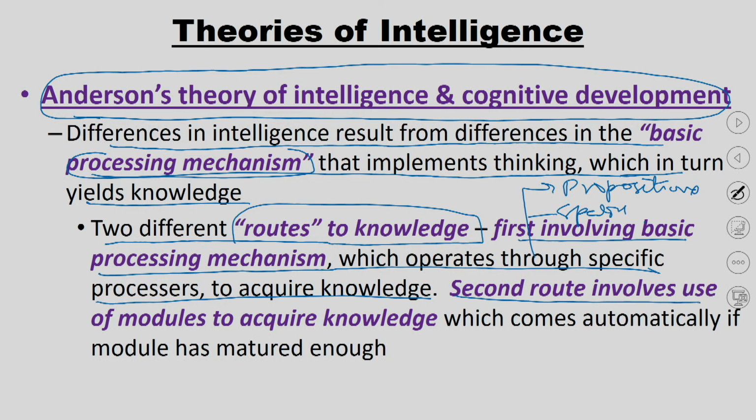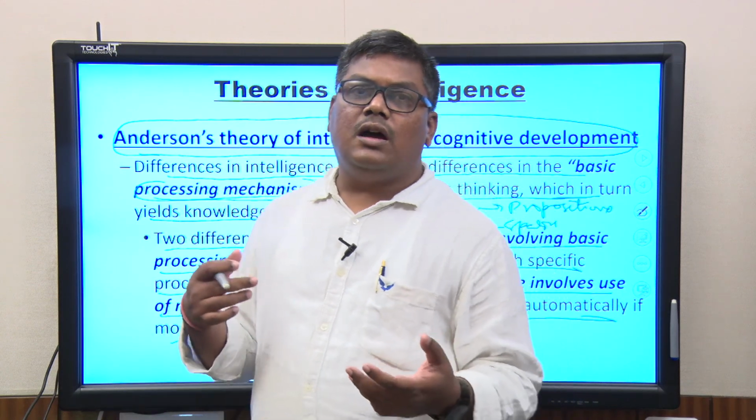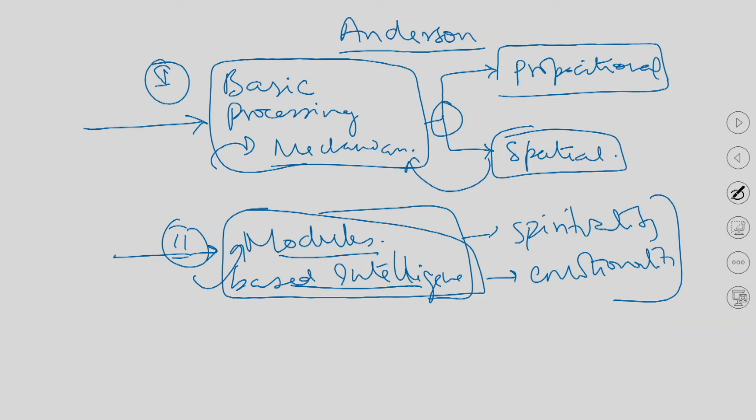Now, the second route involves the use of modules to acquire knowledge. As I said, this is time dependent and develops with age, and so intelligence can also be module dependent, which comes automatically if the module has matured enough. So, certain modules, for example, how honest you are, how emotional you are, or how spiritual you are, develop and mature with time, and so generally people are not compared on that particular intelligence type.